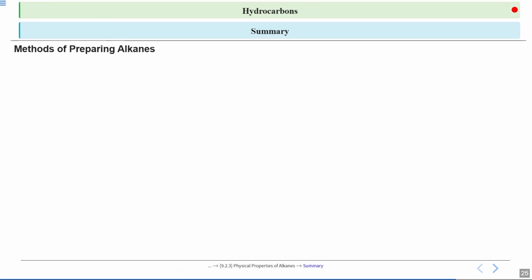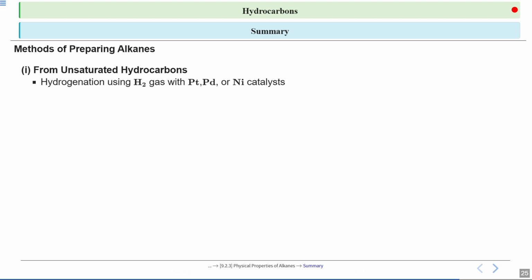Let us now summarize today's lecture. So we started with the methods of preparing alkanes. The first method was from unsaturated hydrocarbons. This was done using hydrogen gas with platinum, palladium or nickel catalyst, where platinum and palladium require room temperature and nickel requires high temperature and high pressure. It can convert alkenes and alkynes both to alkanes. So this was the first method.